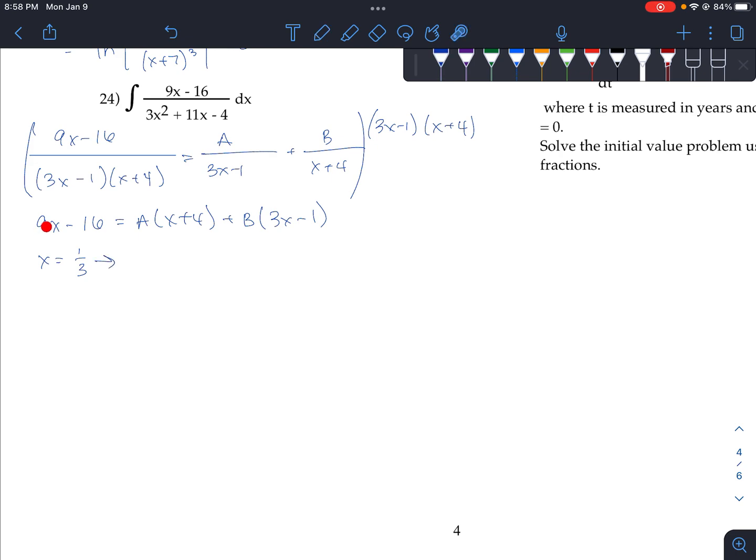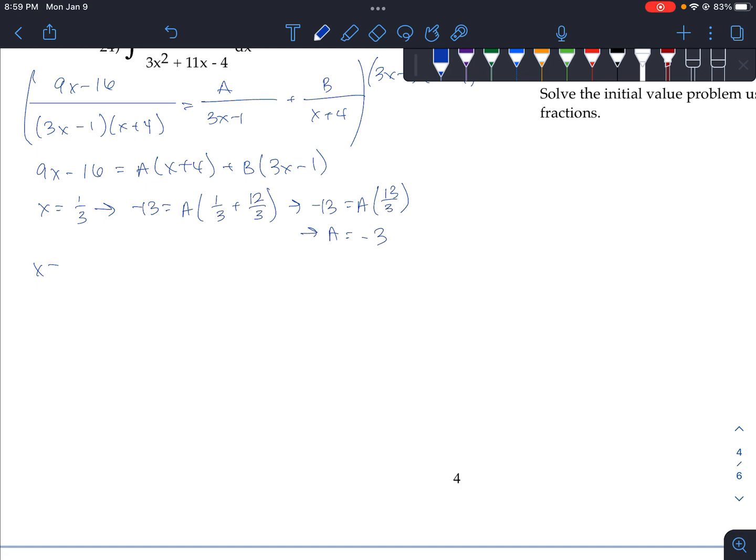Okay, that would make this 3 minus 16, which would give me negative 13. And then that would give me 1/3 plus 12/3, because that's 4. So I get negative 13 is equal to a times 13/3. So a should come out to be negative 3.